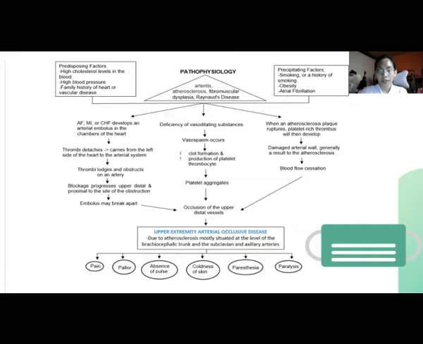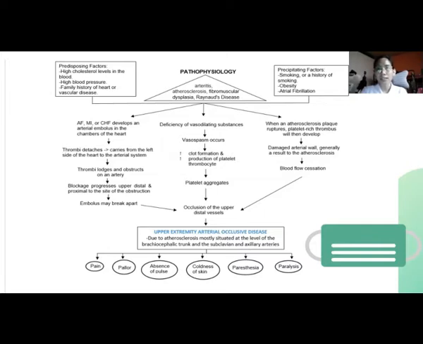Another factor that this etiology affects is a deficiency of vasodilating substances, wherein vasospasm occurs, leading to increased clot formation and increased production of platelet thrombocytes, which causes the platelets to aggregate, and then leads again to the occlusion of the upper distal vessels, which causes the disease.